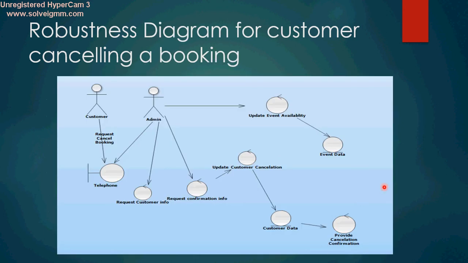This is the diagram for that user story right there. So as you can see, the customer requests cancel booking, once again the boundary being the telephone. The admin would then request the information, which would then update the customer cancellation through the customer data and provide the cancellation confirmation. And then the other thing that the admin would need to do would be to update the event availability to event data in order to provide the available slots that have just been freed up by the customer.